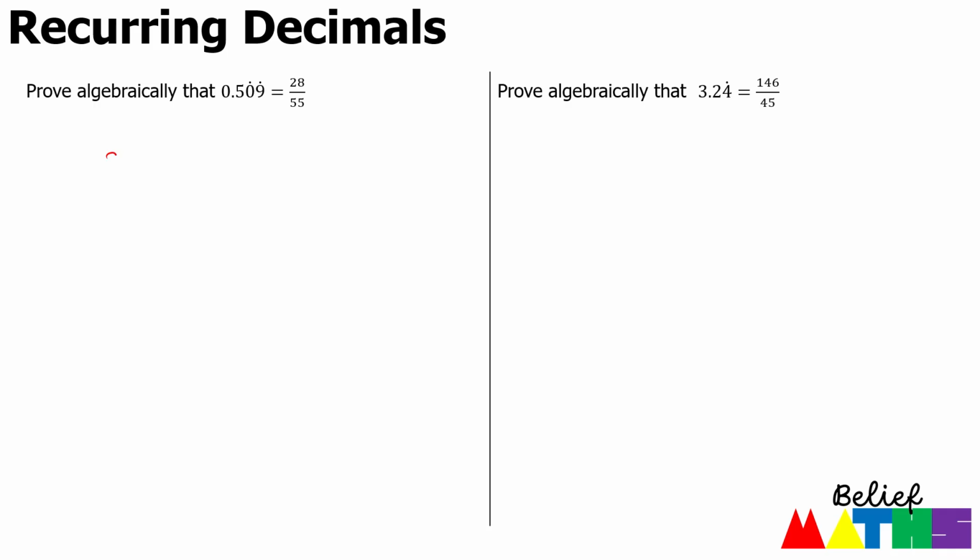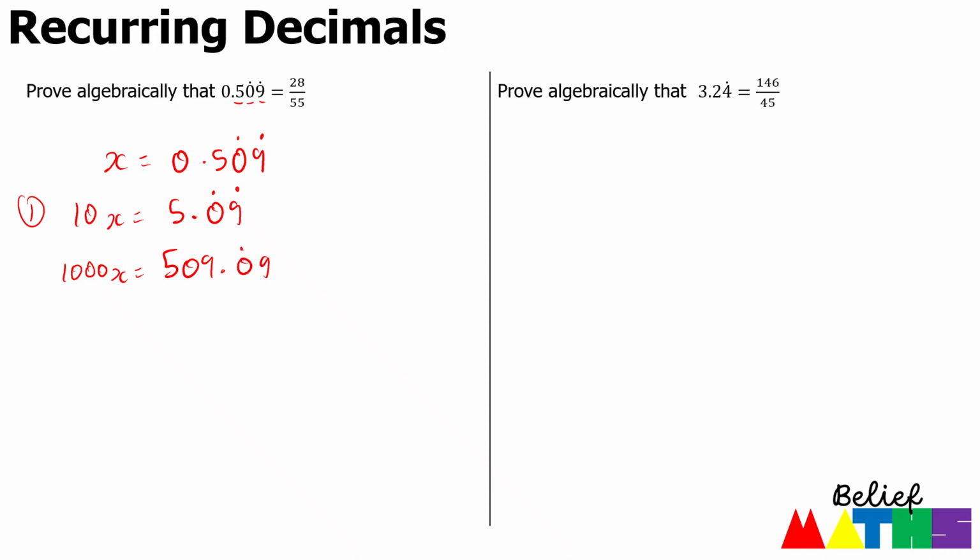So just a reminder, we go x equals 0.509 and the 0 and 9 are recurring because that's our original decimal. Then we get rid of the non-recurring digit, so there's one non-recurring digit, so that's 10x is equal to 5.09 recurring, and that's equation 1. And equation 2 then, if you look, we've got 1, 2, 3 places, so that's 1, 2, 3 zeros, that's 1000x is equal to 509.09 recurring, and that's my equation 2.